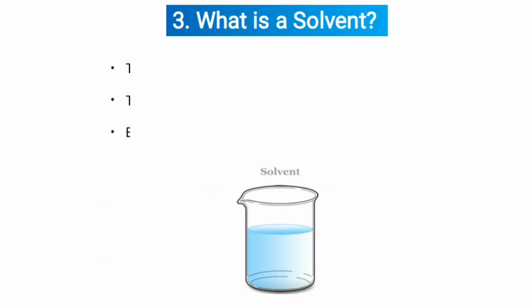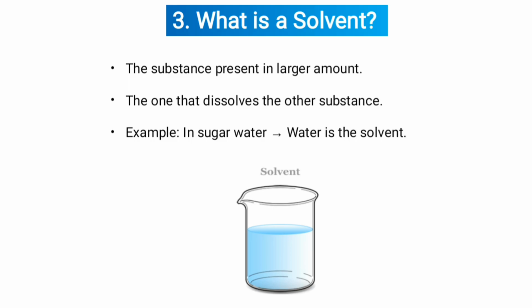Now, the third one is, what is a solvent? My dear student, the substance present in larger amount, the one that dissolves the other substance. Example: in sugar water, water is the solvent.